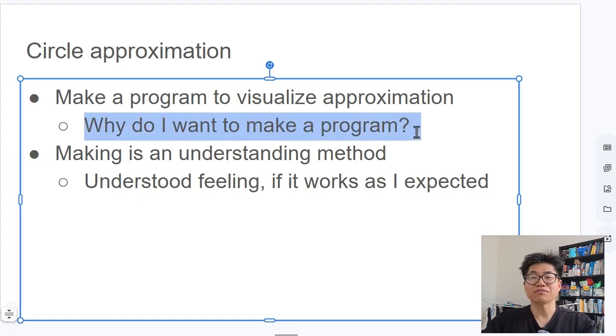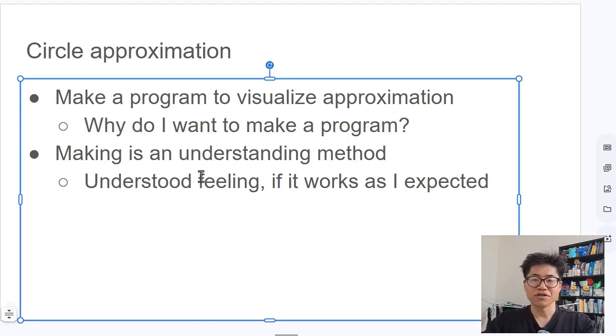Why do I want to make a program? Because for me, making is a method of understanding. By working with my hands to create something, if it works as I expected, then I feel I get a deeper understanding. But if it doesn't work, I think I didn't understand well. Although if I just wanted to see the visualization, I could ask the AI to make it, this time I want to understand well, so I will make it by myself.